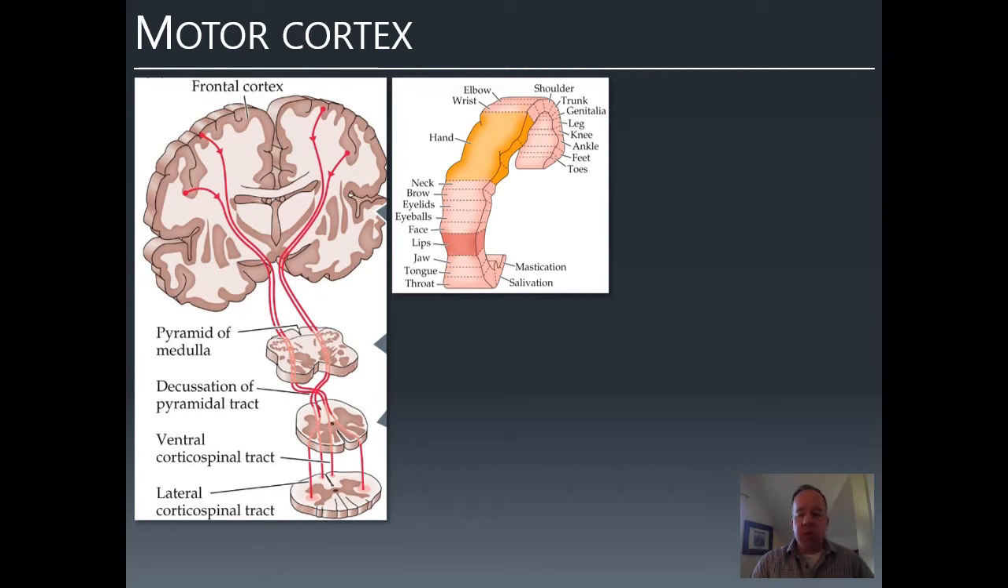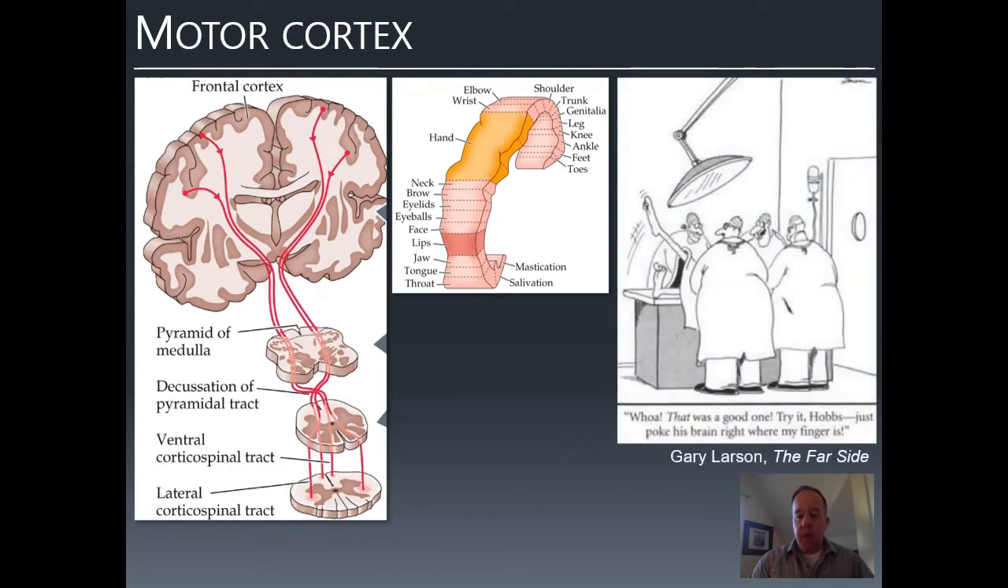You also have a similar strip of tissue. This gyrus is laid out like your body is. And what's interesting is that when you move a part of your body, say your leg, the corresponding part of this gyrus will become active. Those neurons will fire.